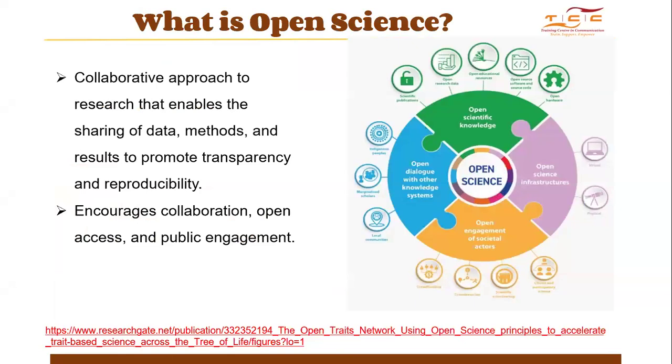People keep talking about open science, but what actually is open science? Open science is a collaborative approach to research that enables the sharing of data, methods, and results to promote transparency and reproducibility. We want to be able to reproduce your work. If I'm collaborating with you or reading your work, it should be open enough that I can access some of the resources you used, the data, all that. So it encourages collaboration, open access, and public engagement.